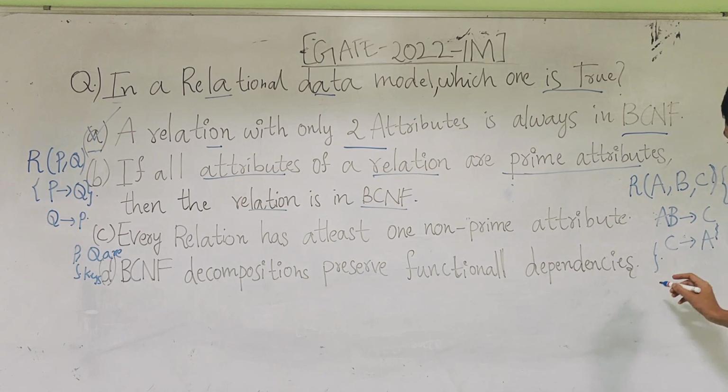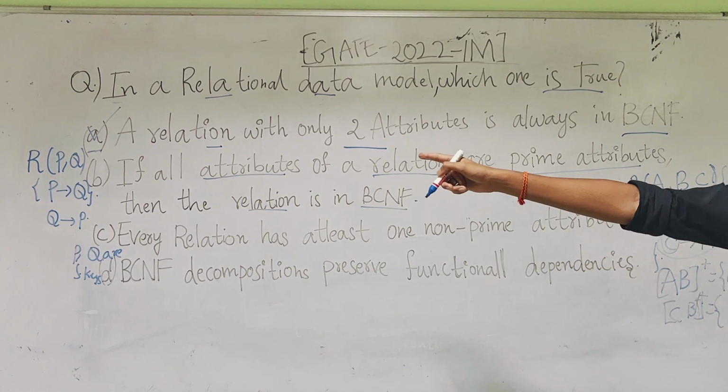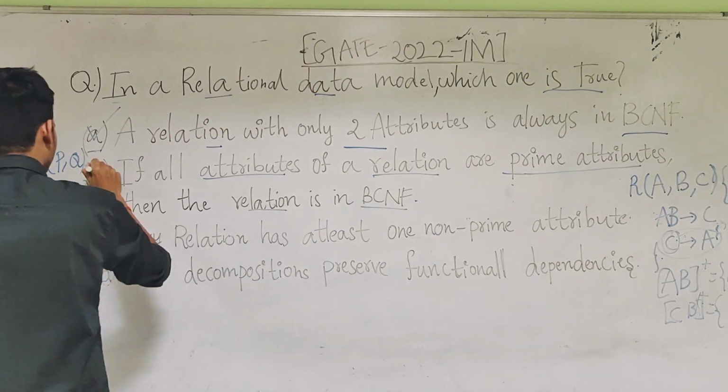If this is the case, what is the AB closure? We can get ABC. So AB is a candidate key. What is CB closure? We can get ABC here also. But if you look at this one, C is not a super key. With C alone, we can derive all the attributes. So this violates BCNF. So this functional dependency violates BCNF. So option B is wrong.